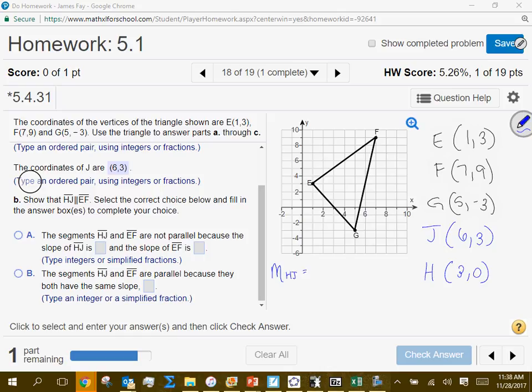So slope of HJ. Remember, it's y2 minus y1. So I'm going to find H and J, and we'll subtract their y values. So 3 minus 0 gives me 3. And then 6 minus 3 gives me 3, right? So it gives me 1.